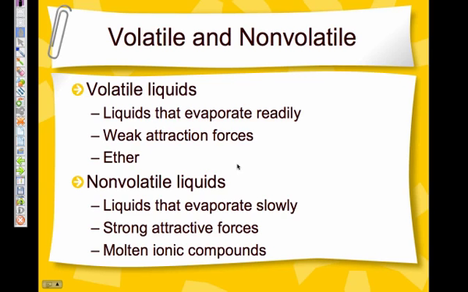Non-volatile liquids evaporate very slowly, like oil or something like that. The reason they evaporate slowly is because they have strong attractive forces, so they might be more polar. Their molecules are holding each other in the liquid and not letting molecules escape as easily.